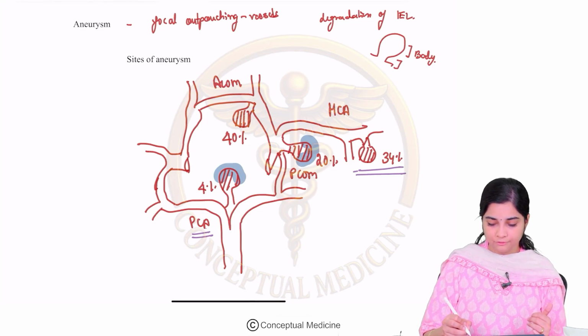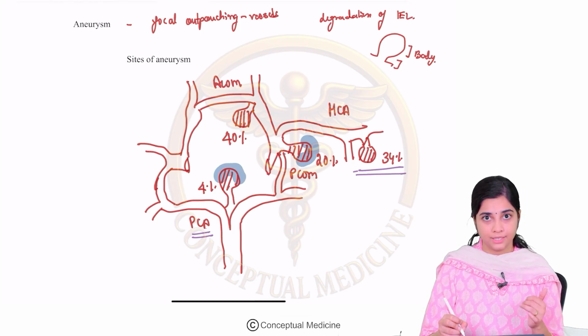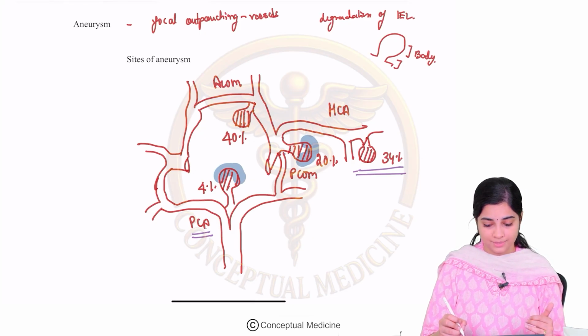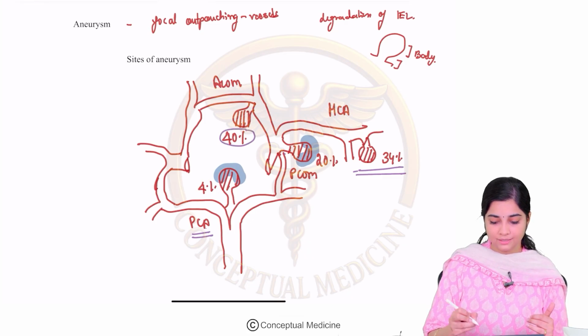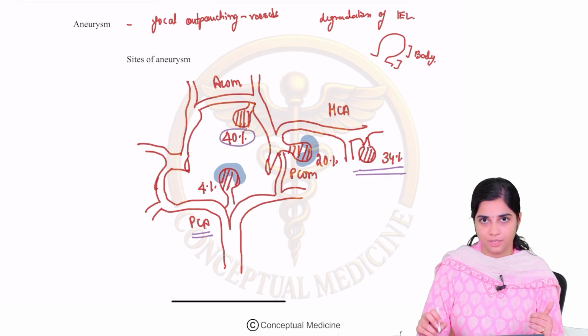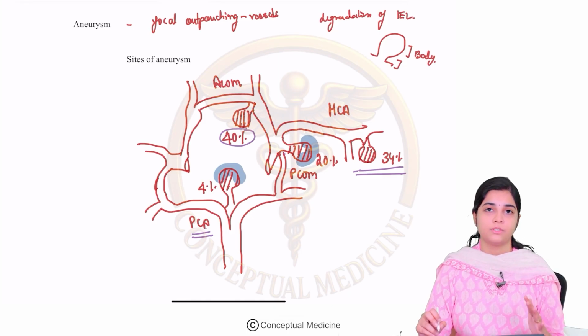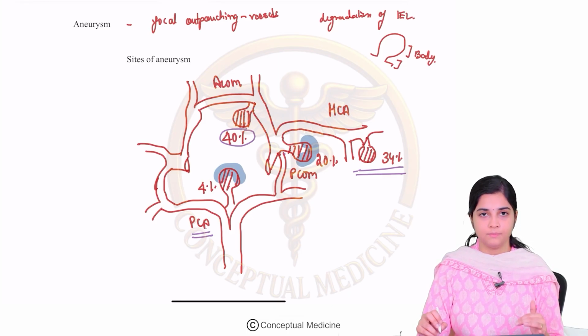Apart from that, you can have aneurysms where your PCOM joins your MCA, right? And you can have anterior communicating artery aneurysms as well. So, these are amongst the most common sites for your aneurysm.